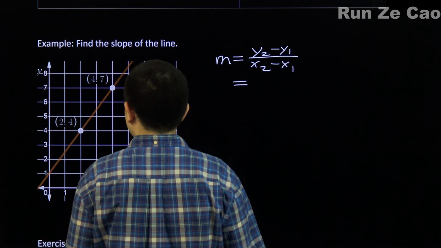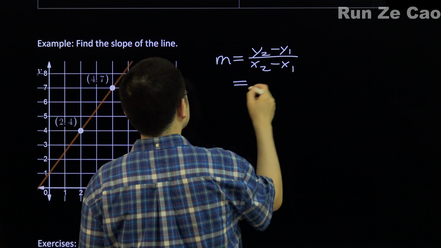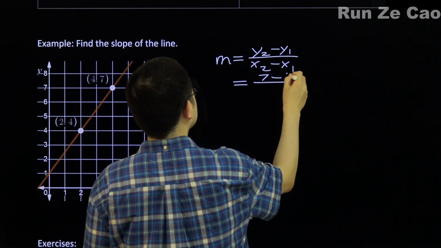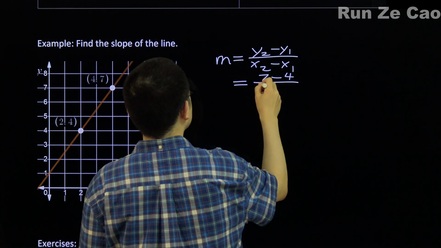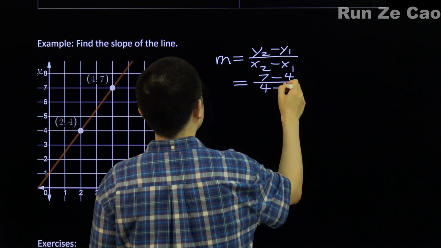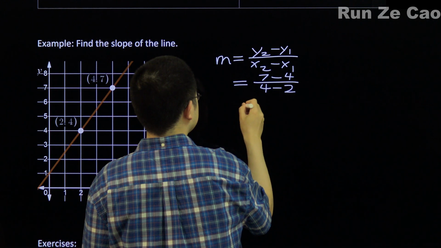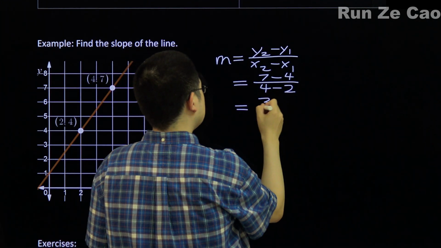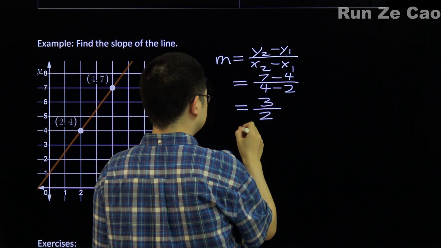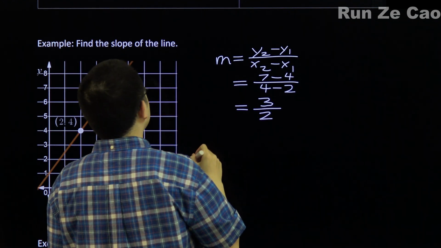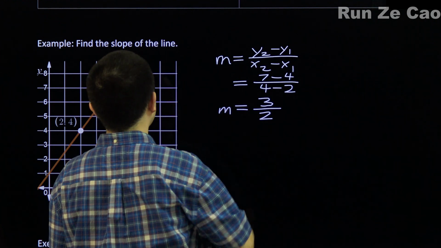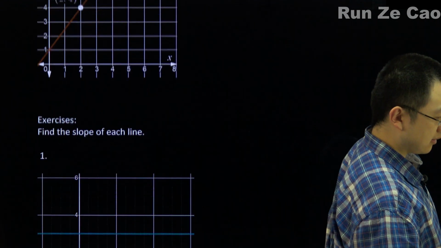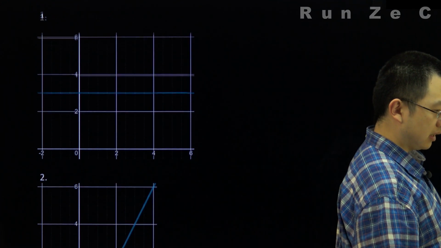So y2, that's going to be 7 minus y1, which is 4, over x2, which is 4, minus x1, which is 2. That's equal to 3 over 2. That is the slope of the line. Now let's do some exercises and find the slope of some lines.